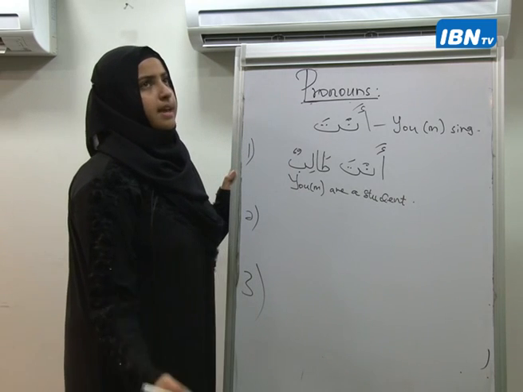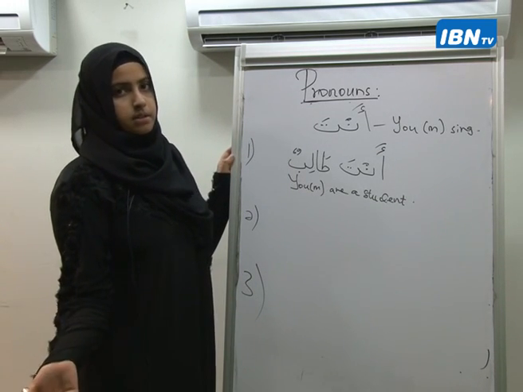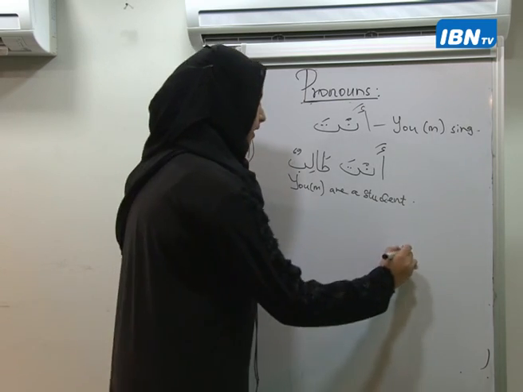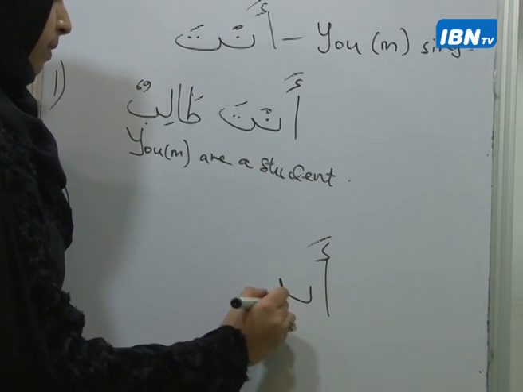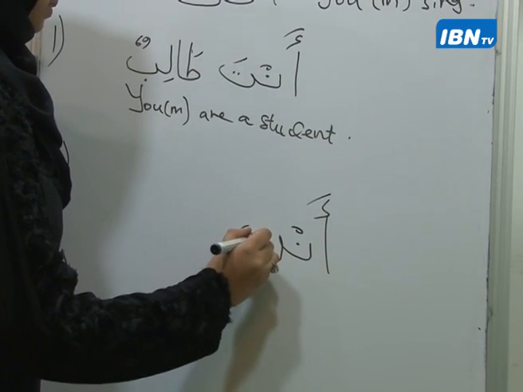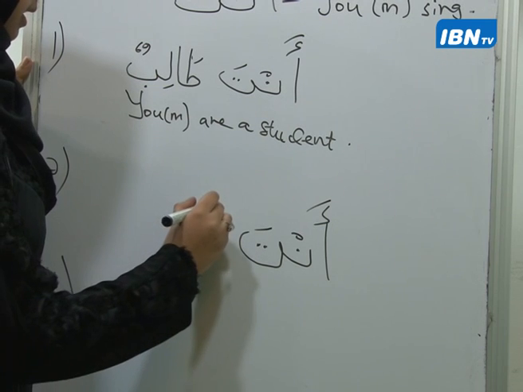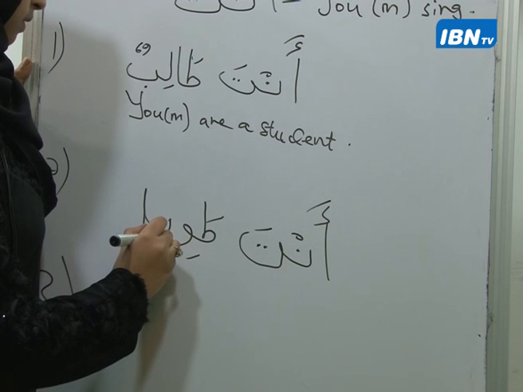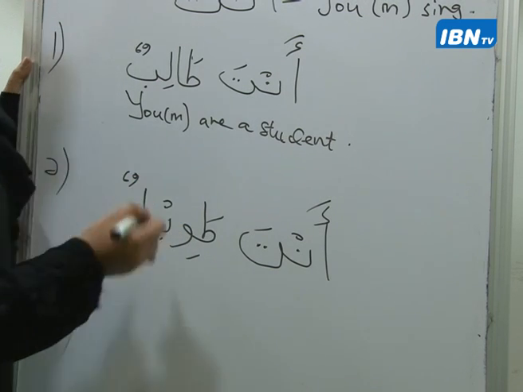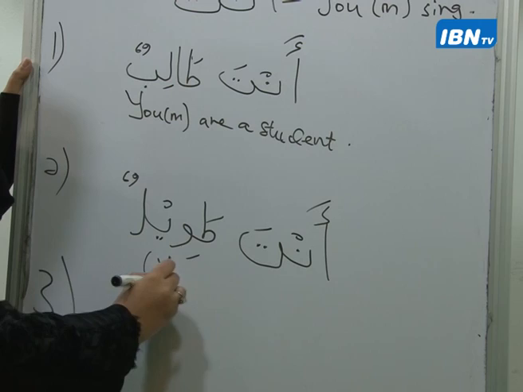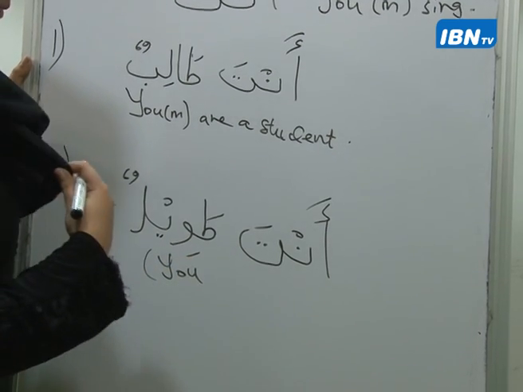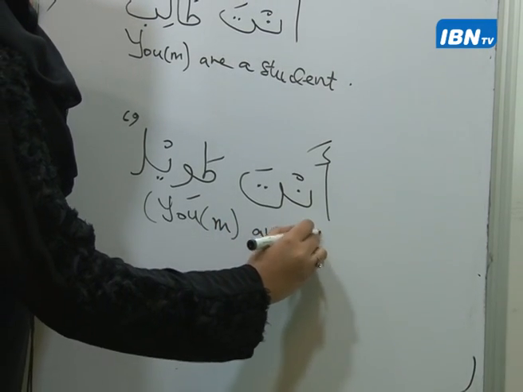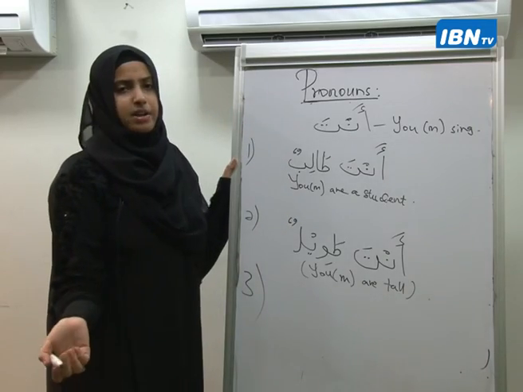Right, what if I want to say you male are tall? So I'll say Anta tawilun, right? I hope you remember, you recall from the adjectives we had done the meaning of tall. Anta, which is tawilun, which means you masculine are tall.